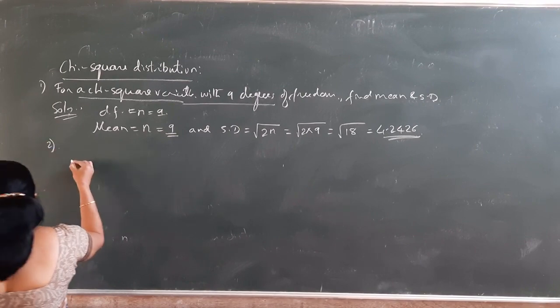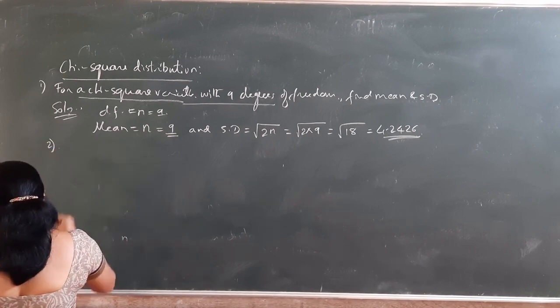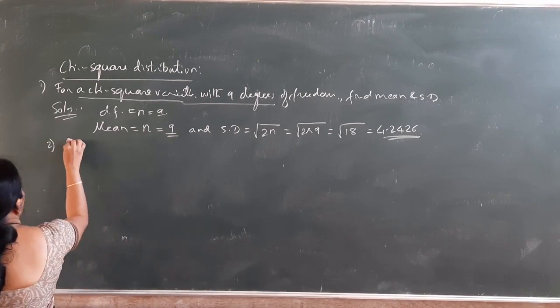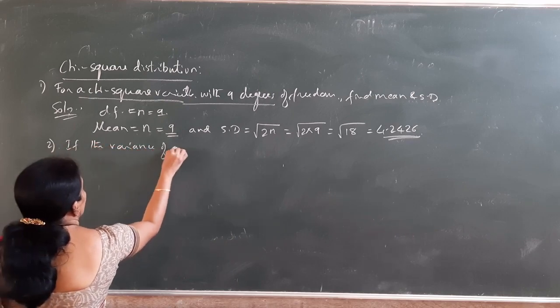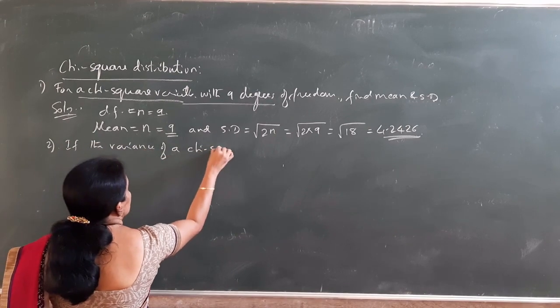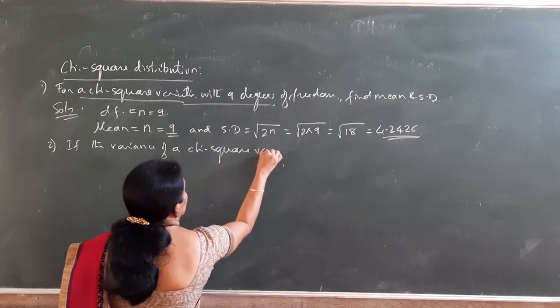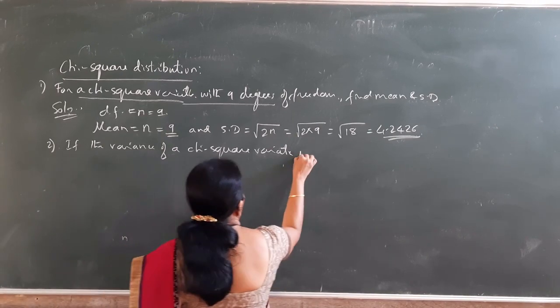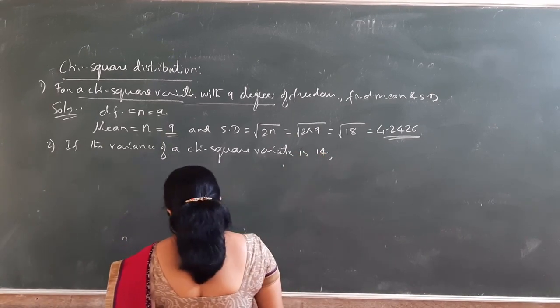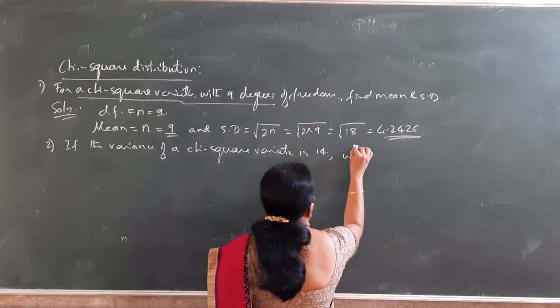Next, second problem. If the variance of a chi-square variate is 14, what is its mean and mode?